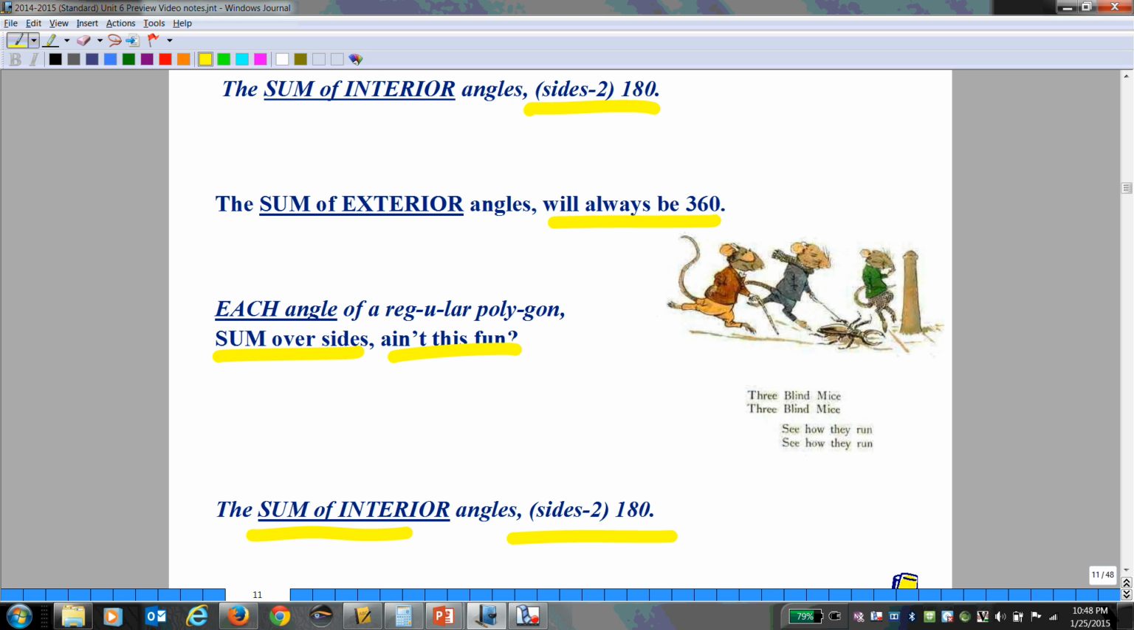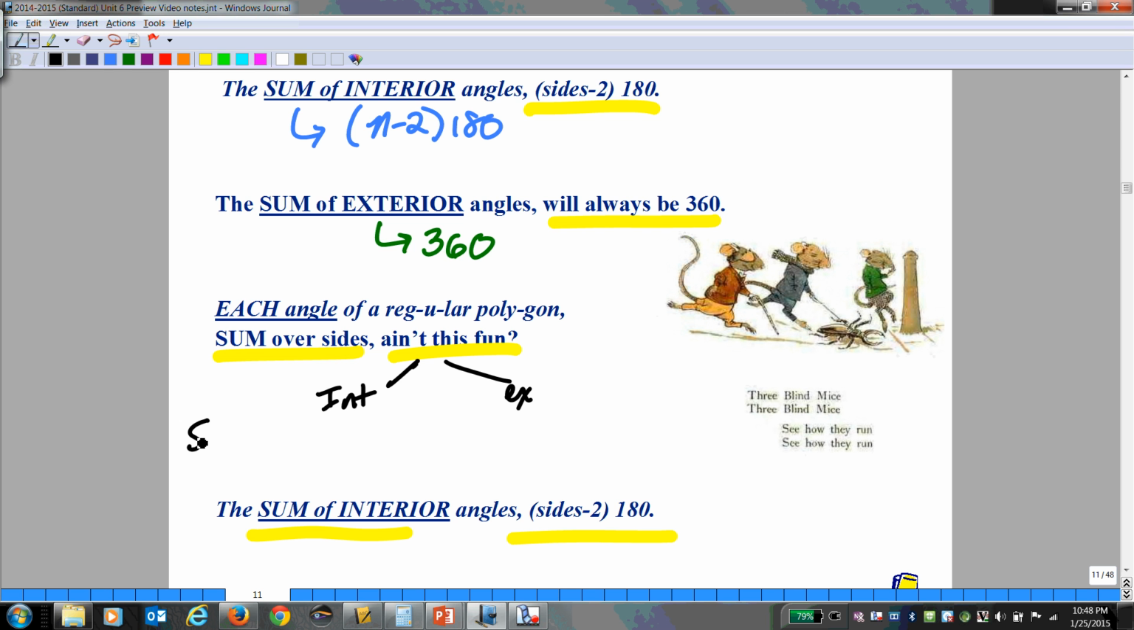The sum of interior angles, sides minus 2 times 180. Let's get this down. The sum of interior angles is sides minus 2 times 180. The sum of exterior angles will always be 360. Each angle of a regular polygon is sum over sides. Ain't this fun?